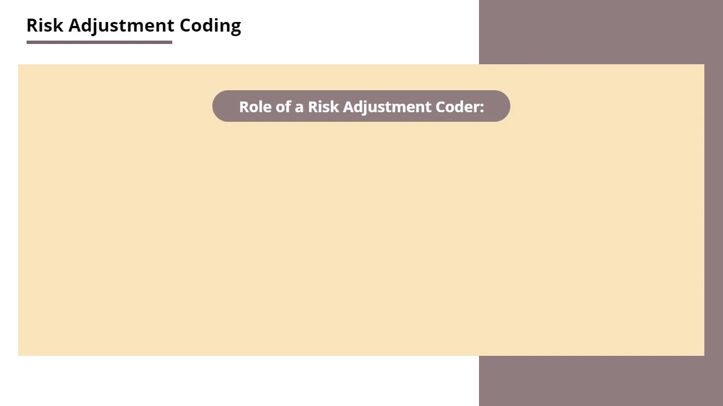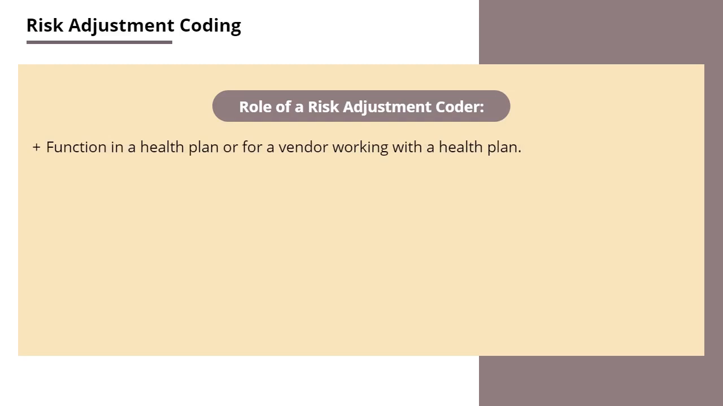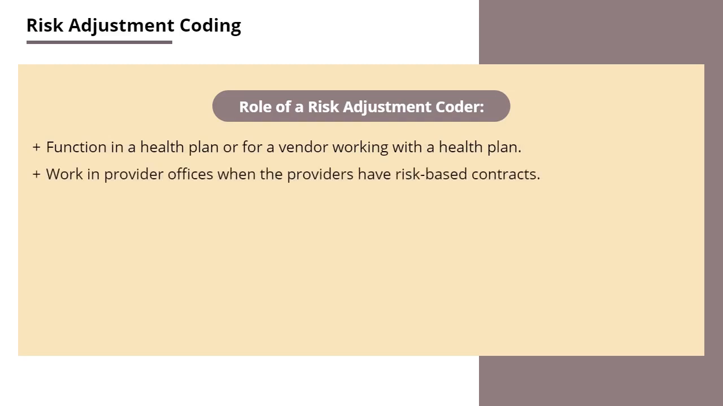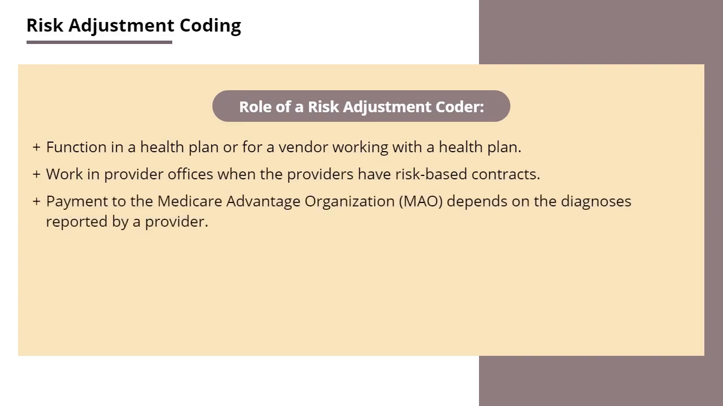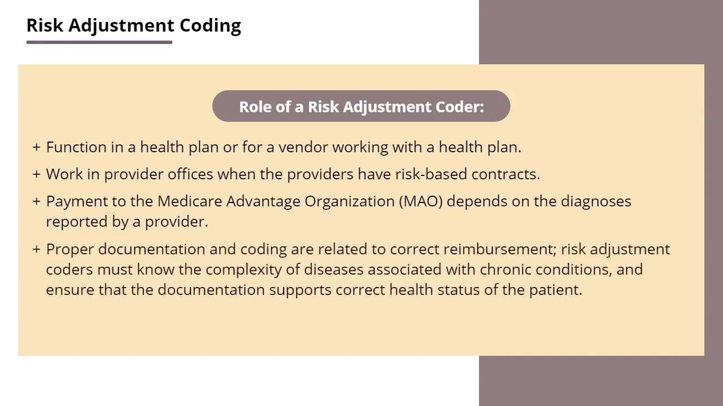Role of a risk adjustment coder. Risk adjustment coders mainly function in a health plan or for a vendor who is working with a health plan. They also work in provider offices when the providers have risk-based contracts. Payment to the Medicare Advantage organization depends on the diagnoses reported by a provider. Since proper documentation and coding is related to correct reimbursement, risk adjustment coders must know the complexity of diseases associated with chronic conditions, and ensure that the documentation supports the correct health status of the patient.